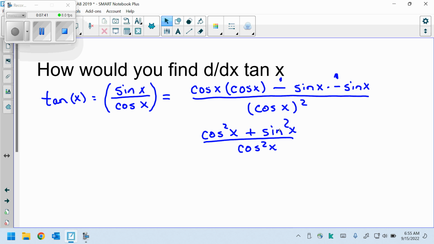And you know the trig identity, one of the two that you need to know. You need to know the trig identity that sine squared plus cosine squared is 1, over cosine squared of x.